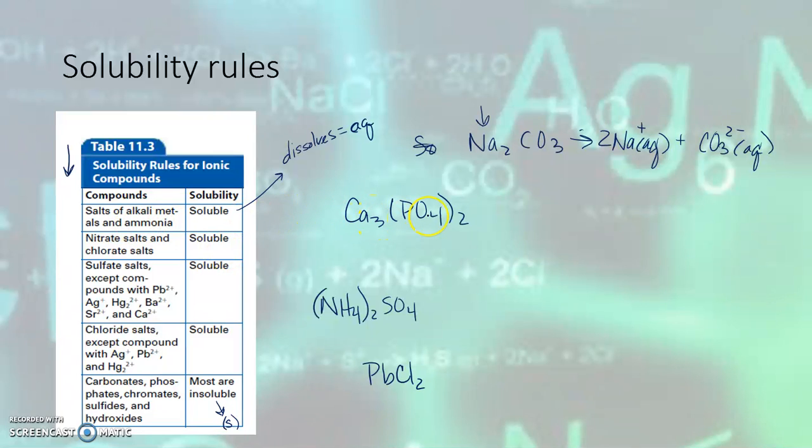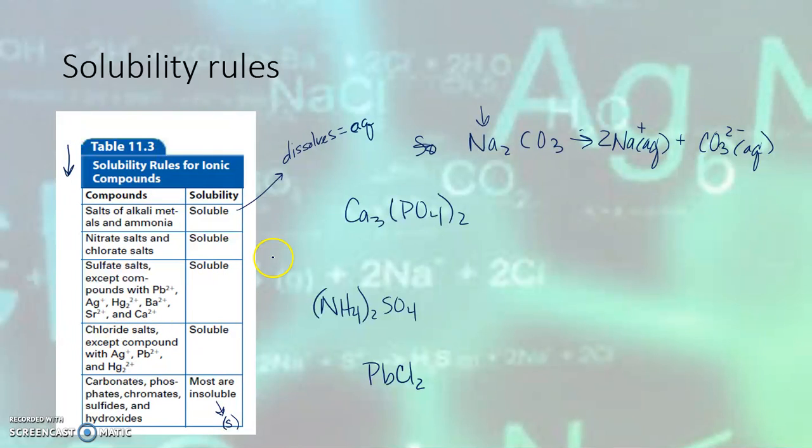Okay, on this next one, calcium phosphate. Salts of alkali metals and ammonium? Nope, doesn't work. Nitrate salts or chlorate salts? If you have nitrate or chlorate at the end, it's going to be soluble, but we don't have that. We have a phosphate. All right, sulfate salts, except common compounds with lead, silver, mercury. We call those the 3 horsemen. They're awesome. And then barium, strontium, and calcium. Those are the 3 other bad ones. We don't have either one of those.